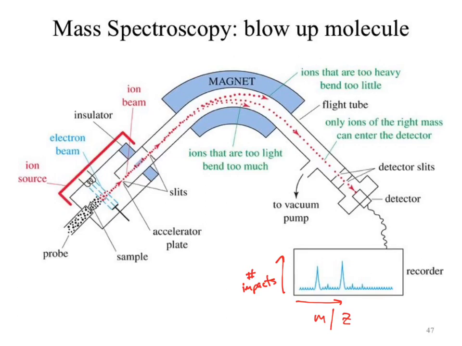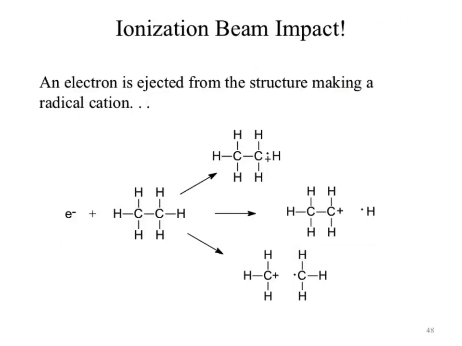I can read it as mass. Just the mass, because the charge is always plus one. Okay? And now I have a way to interpret all of the pieces that come out of it. So when we look at it, we ionize, we take our molecule, we fire electrons at it, it explodes.